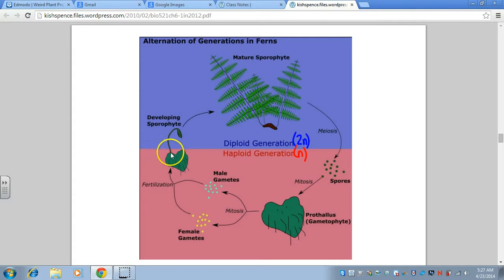And all of a sudden, a baby sporophyte will grow up out of this gametophyte. It'll grow off of it, but it'll be a lot bigger than it. The prothallus would be a tiny little thing down here, and the sporophyte is going to grow up out of that and be quite a bit larger. So this is just a general overview of how it would work in ferns.